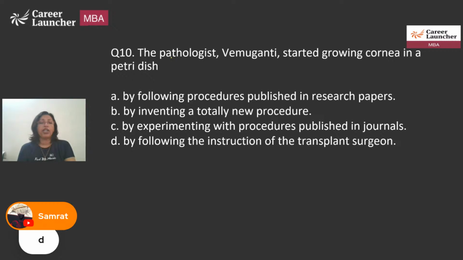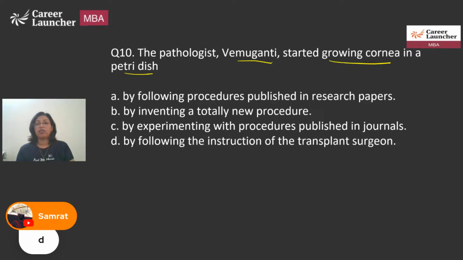All right, look at this last question. It says the pathologist Vemuganti started growing cornea in a petri dish by following procedures published in research papers, by inventing a totally new procedure, by experimenting with procedures published in journals, or by following the instructions of the transplant surgeon. What is the correct answer to this question? Let's take a moment and see. Question number 10.